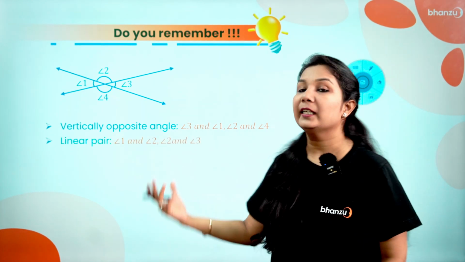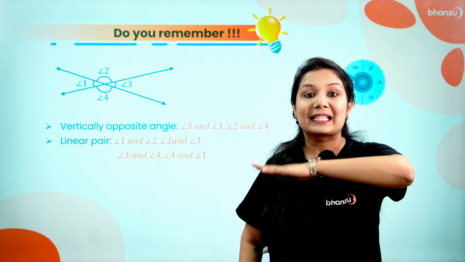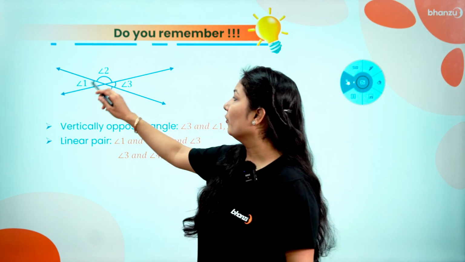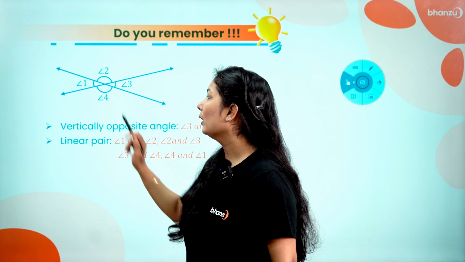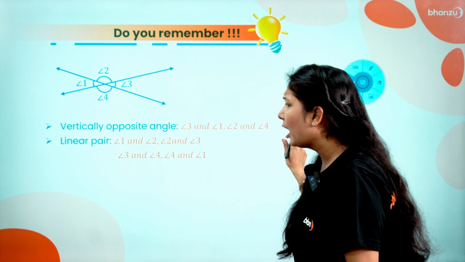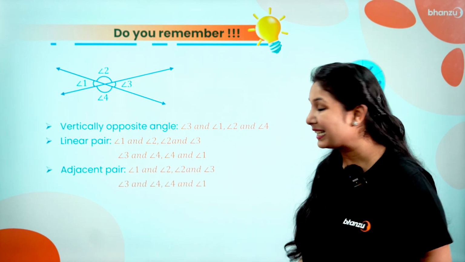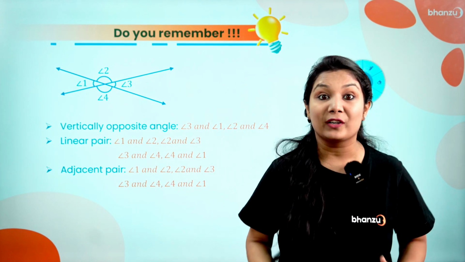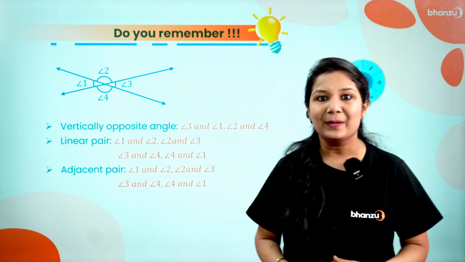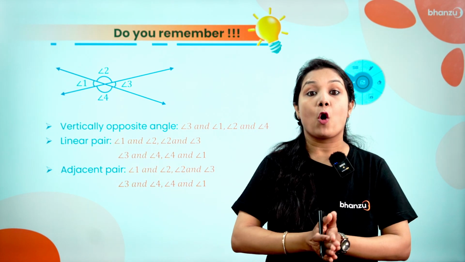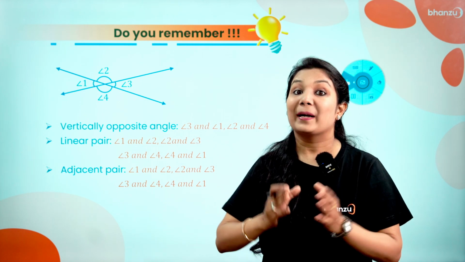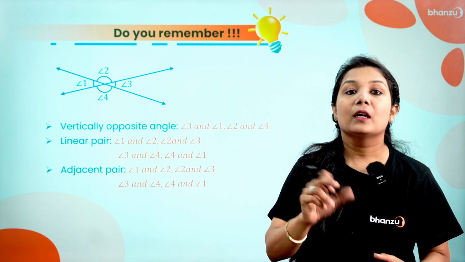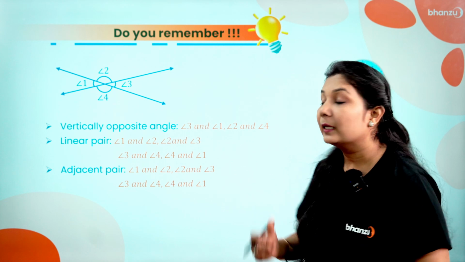The next is linear pair. What's a linear pair? When two angles are on a straight line and they form 180 degrees, right? Like over here 1 and 2, 2 and 3, 3 and 4 and 1 and 4. But then what are adjacent pair or adjacent angles? They are also 1 and 2, 2 and 3, 3 and 4, 1 and 4. But what's the difference between linear pair and adjacent pair then? In a linear pair, they form 180 degrees always. But an adjacent pair, it's just they lie on the same line and they are partners to each other. They are the neighbors to each other.